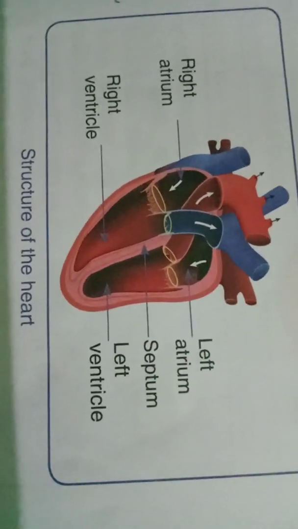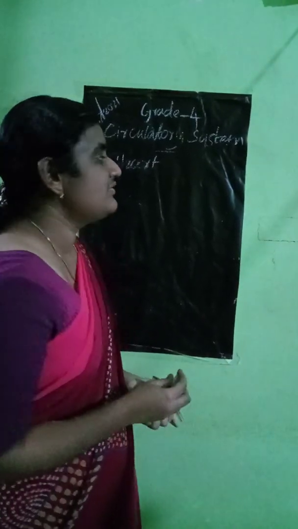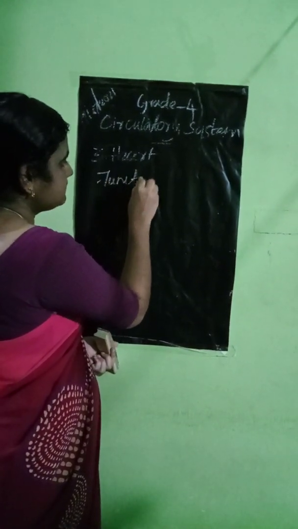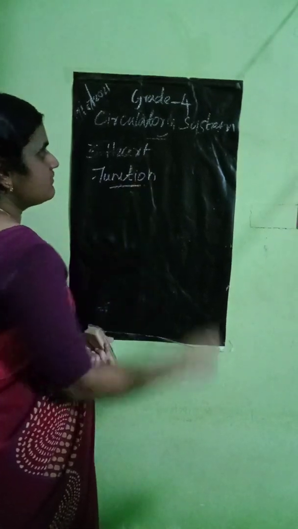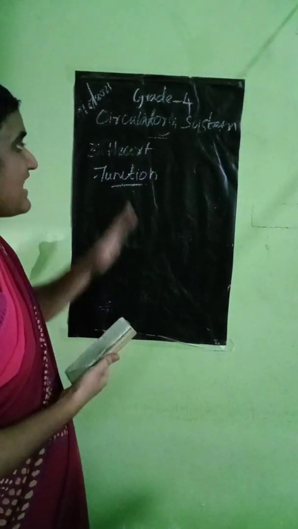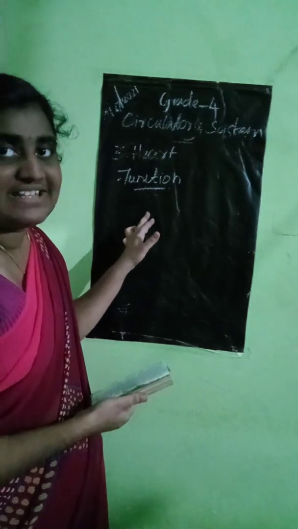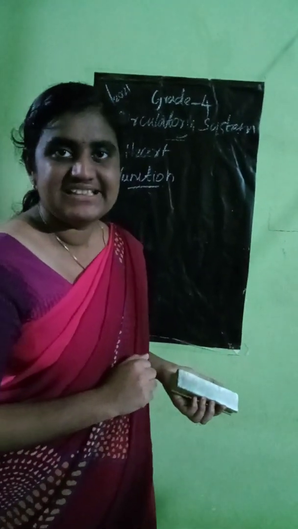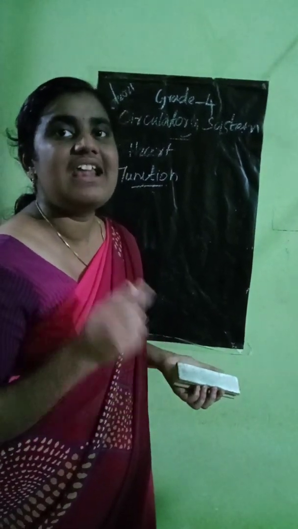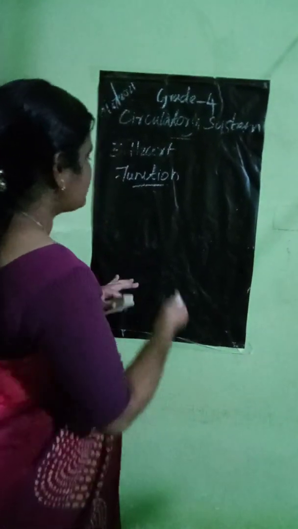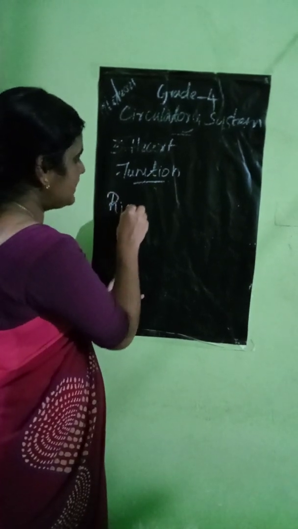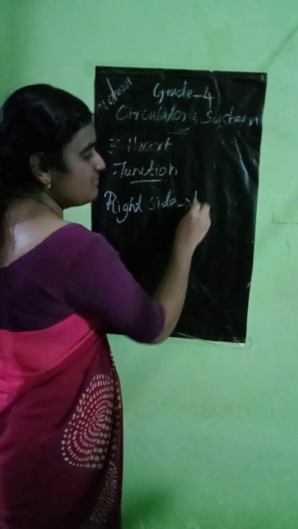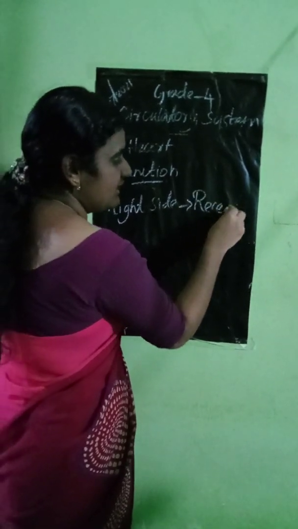Okay, children. Next, we are going to see the functions of our heart. The right side of the heart receives blood from all the parts of our body and pumps it to the lungs for purification. So the right side of the heart receives blood from all the parts of our body.